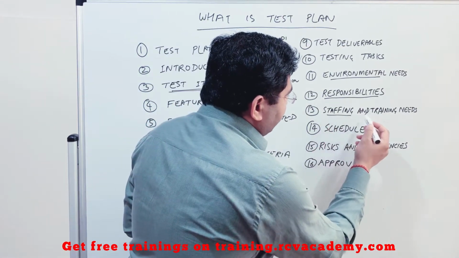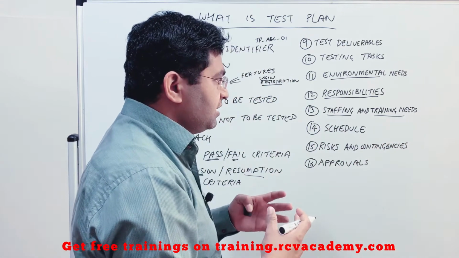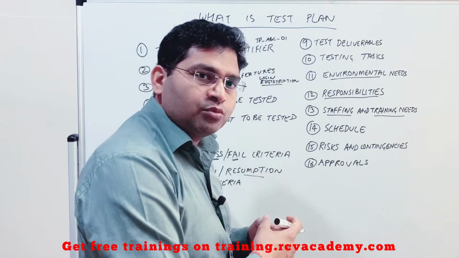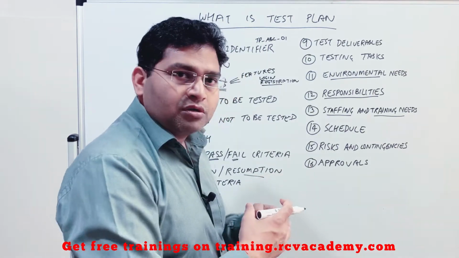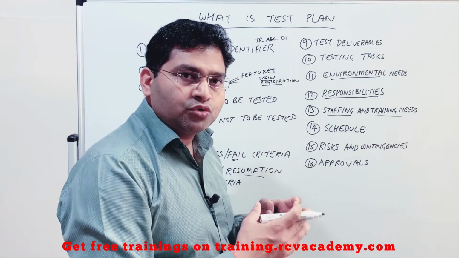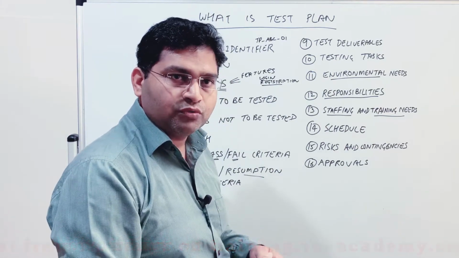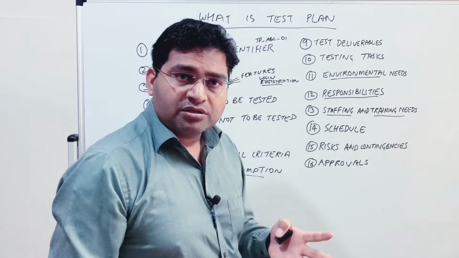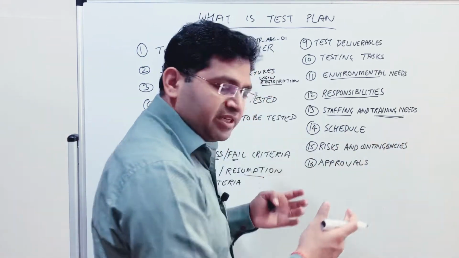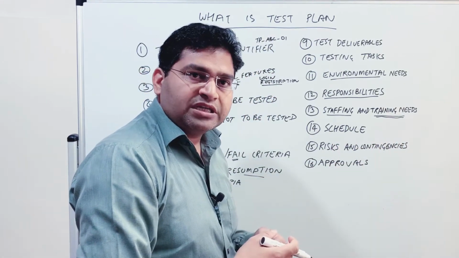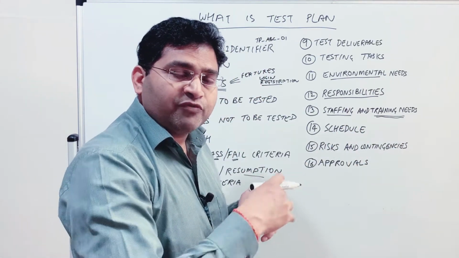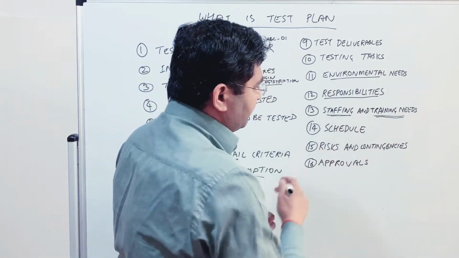Then if there are any staffing and training needs required, then you will basically mention that in the staffing and training needs. So how many people are required to basically achieve this particular project or finish the testing. If there are any training needs, say for example, I am going to use a new test management tool for which the team is fairly new, then we'll have a brief training session for it. If there is any automation tool that is required, we can have a training session for that. How many people will be required to perform that overall testing will go into the staffing section.